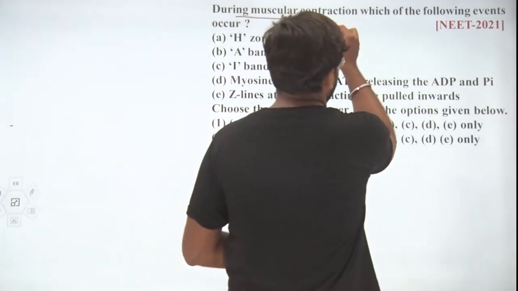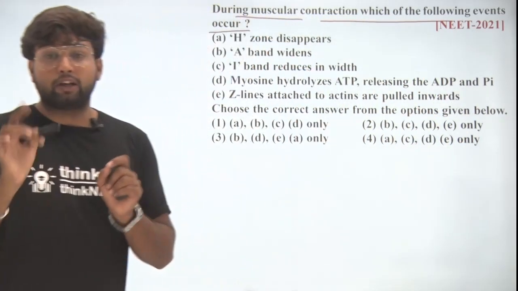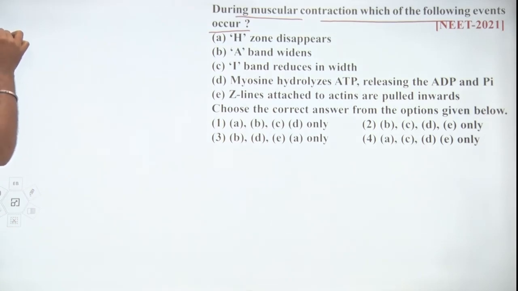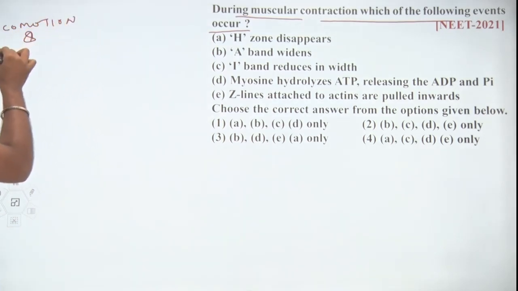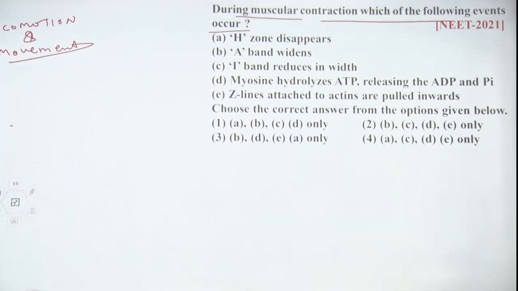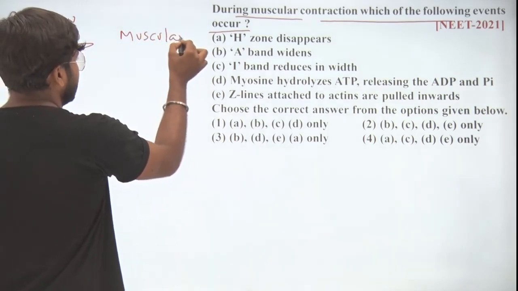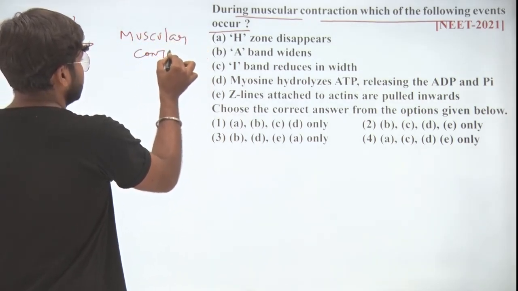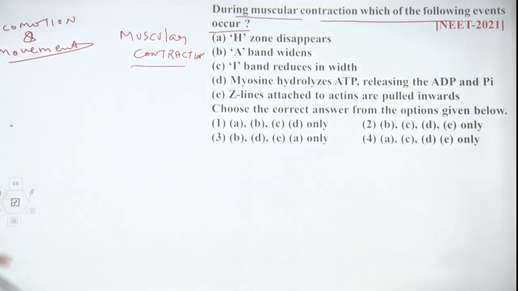During the muscular contraction, which of the following events occur? Okay, look at here. It is a question of what? It is a question of the chapter locomotion and movement. It says, during muscular contraction, right? It is asking about the muscular contraction. Which of the following events occur?